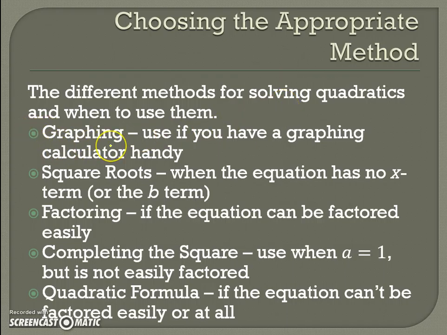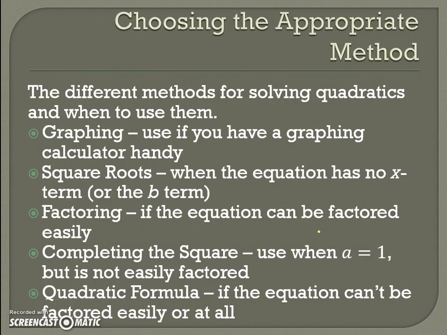You want to use graphing. Remember, that's when it crosses the x-axis. Use it if you have a graphing calculator handy and you could just do x-intercepts. That's the best time to use that. Square roots, when the equation has no x term, the b term is gone. In other words, it's like 4x squared minus 15 equals 0. Then use square roots. Factoring you want to do if the equation can be factored easily.